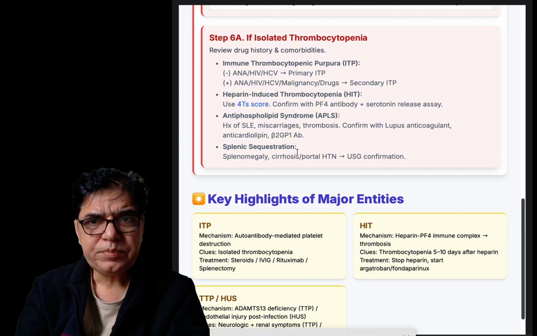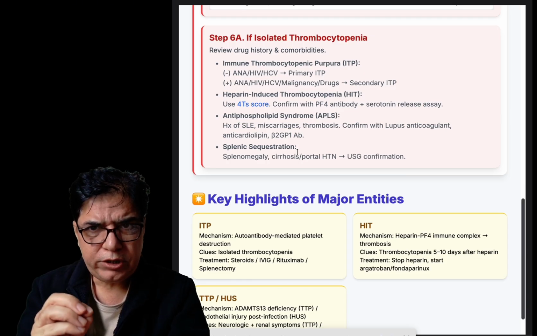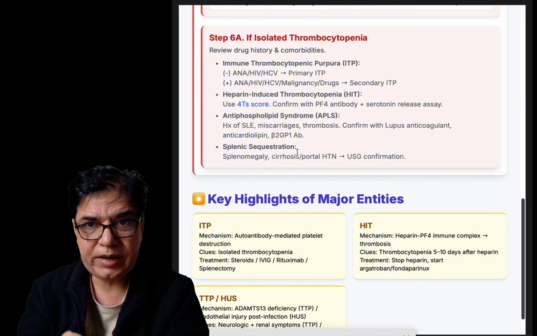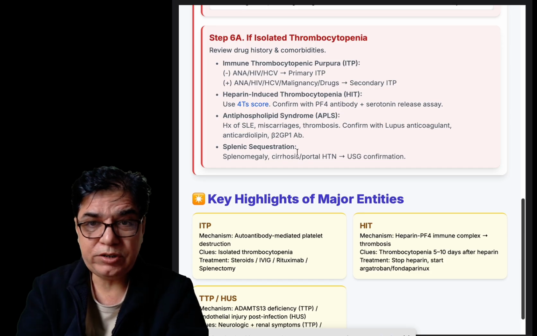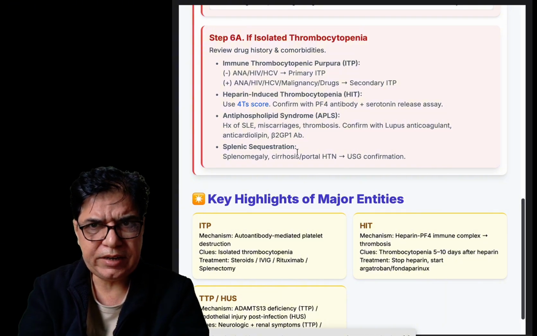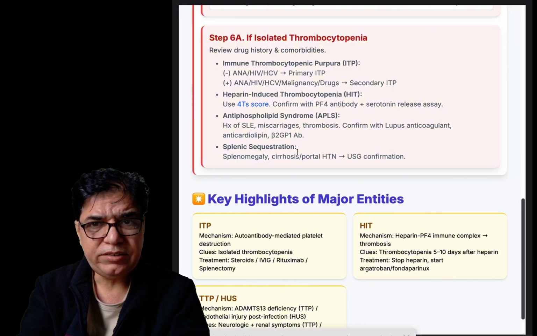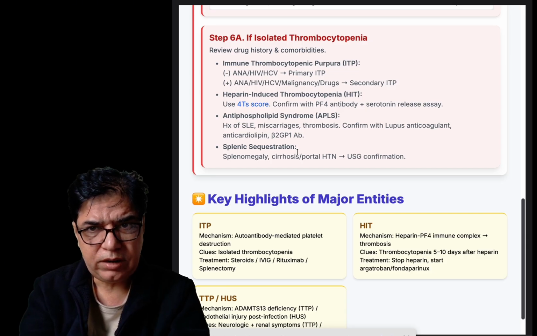So remember, if a child has isolated thrombocytopenia, you have to make sure that number one, he is not on heparin, because sometimes heparin-induced thrombocytopenia can occur, though in pediatric practice you would rarely come across somebody on heparin. It's mostly adult patients where you would see that, so I would not discuss that in detail. Yes, in teenagers, if they have a history of miscarriages and repeated thrombosis or DVT, or there is a family history of SLE, then you should be thinking of antiphospholipid syndrome, because antiphospholipid syndrome can also cause isolated thrombocytopenia.